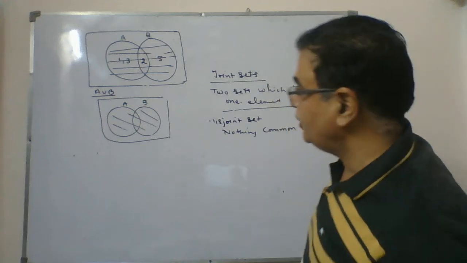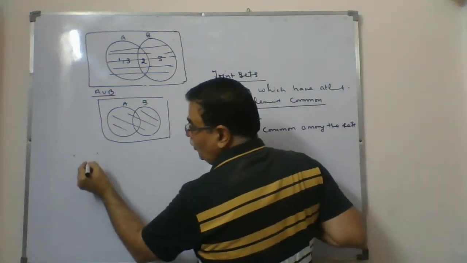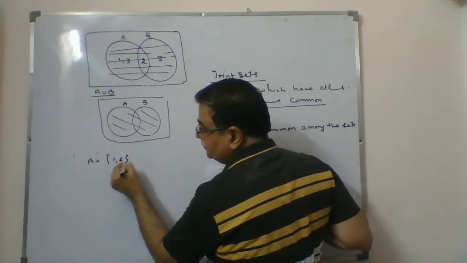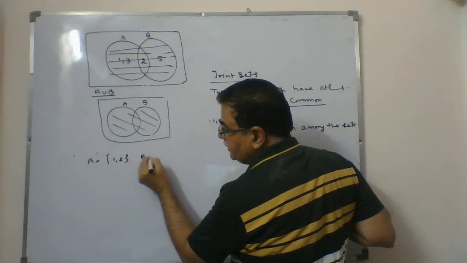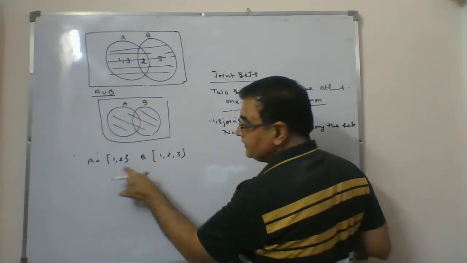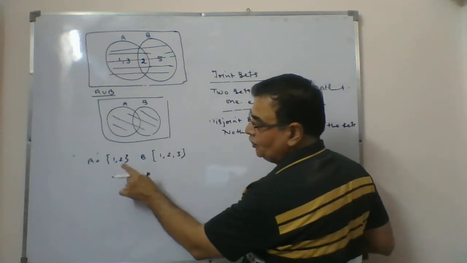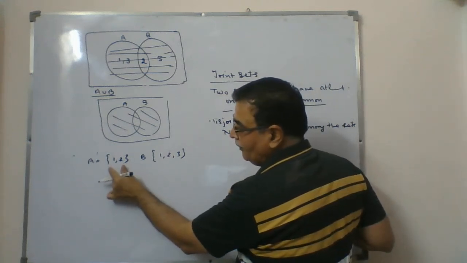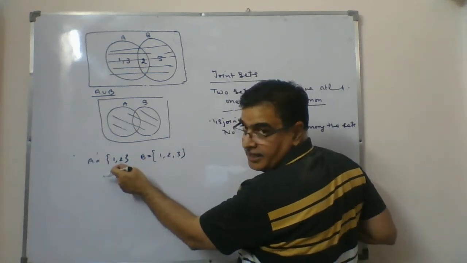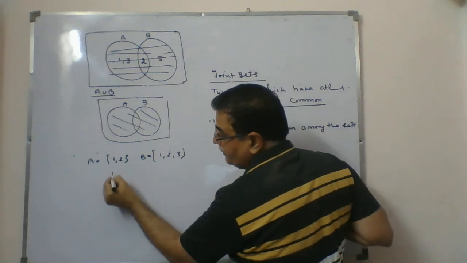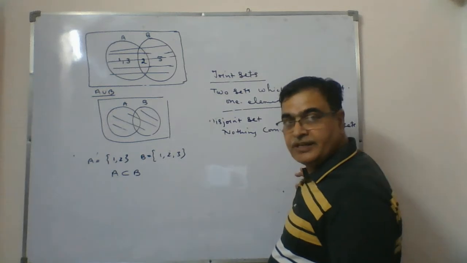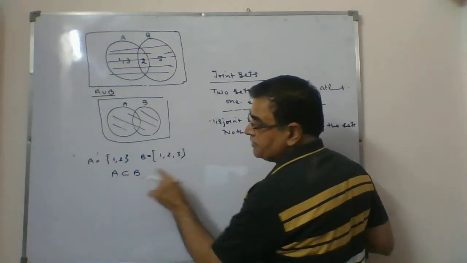Now if I say there are two sets, set A has elements 1, 2, and another set B has elements 1, 2, 3. In this case, is every element of A present in B? All the elements of set A are in B. That means one thing is clear: A is a subset of B. Is it a proper subset? Yes, we have done that. So A is a subset of B.